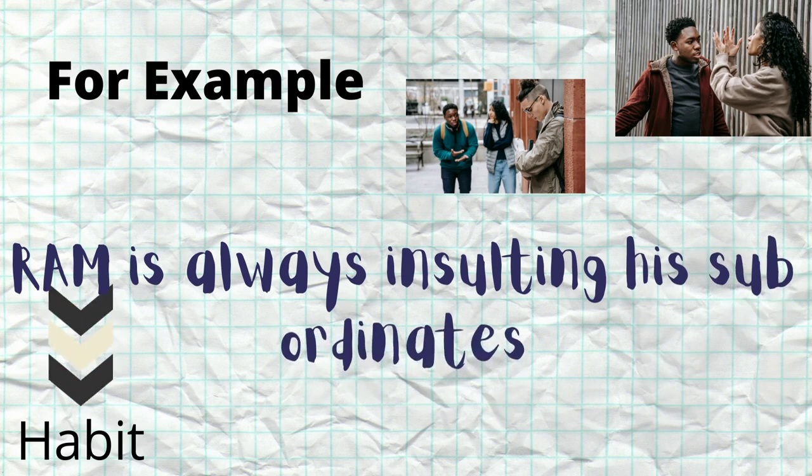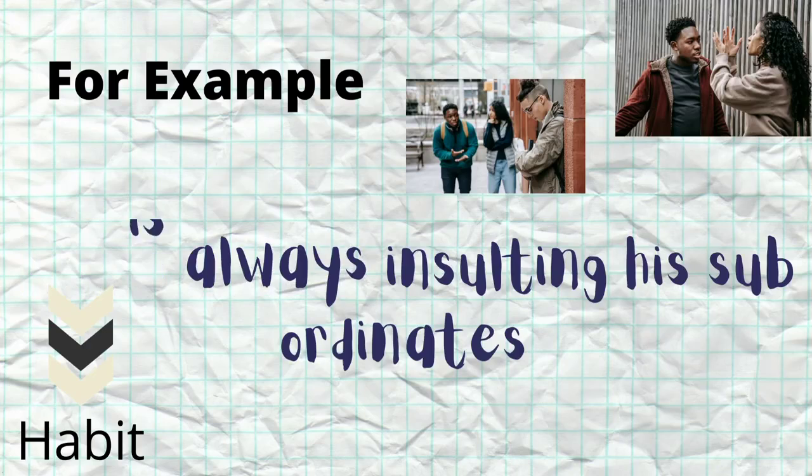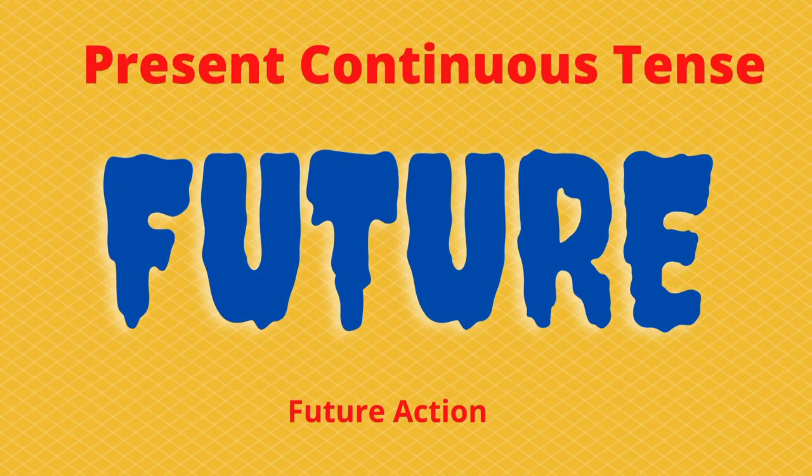Otherwise, I'm not going to confuse you, because usually always, often, regularly we use in the present simple tense. But here, when we are using the negative form, we are showing the habit of someone, some action that is also shown in the continuous form. That Ram is always insulting his subordinates. Second could be to indicate future. So this tense also depicts future action.